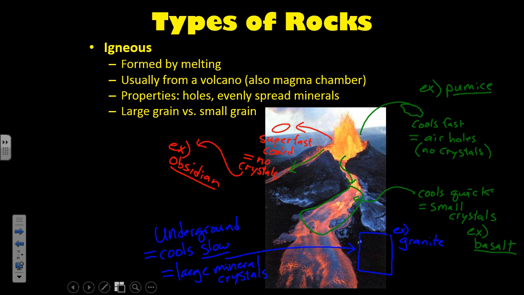The last is what happens underneath the ground. Sometimes it gets cut off, and then the magma can't escape, and so it cools underneath the ground slowly over hundreds or sometimes thousands of years, which allows for large mineral crystals to form. And this forms something that you're familiar with, a rock called granite.